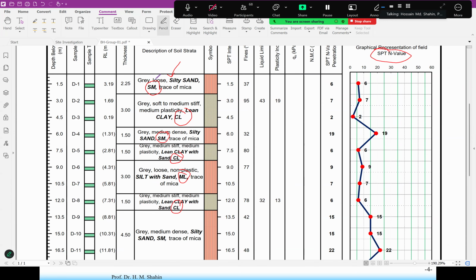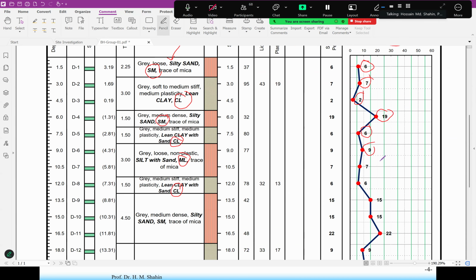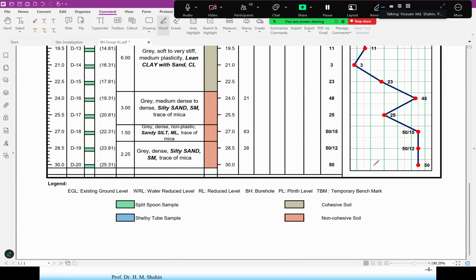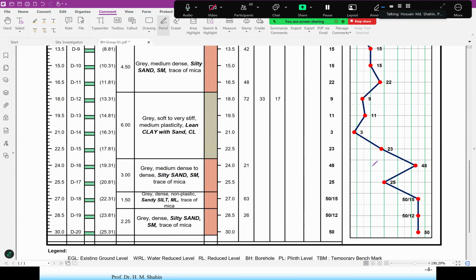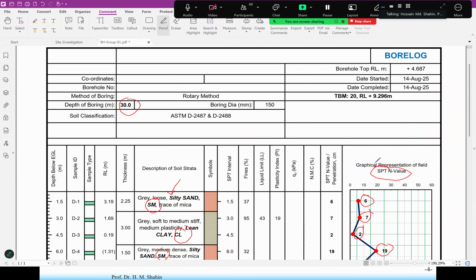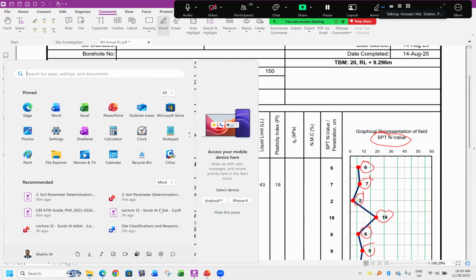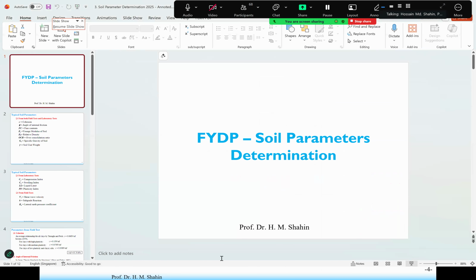Okay. So you see the values are here. This 6, 7, 2, 19, 6. So only the SPT value is there, no other parameters. So with depth, you have only the SPT N value and then soil type. Okay. Now come to the parameters.